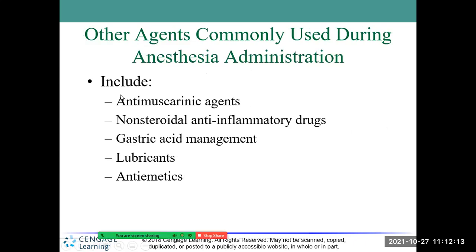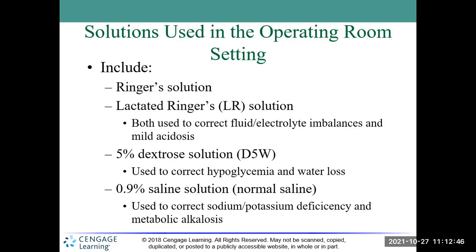Here we can talk about antimuscarinic agents. Again, that is helping with muscle contraction and relaxation. NSAIDs, of course, are anti-inflammatory medications. Gastric acid management is just to help the gastric acid not be excessive and causing issues. Lubricants may be used just to allow a procedure to happen easily. And then antiemetics, so this is to reduce nausea.